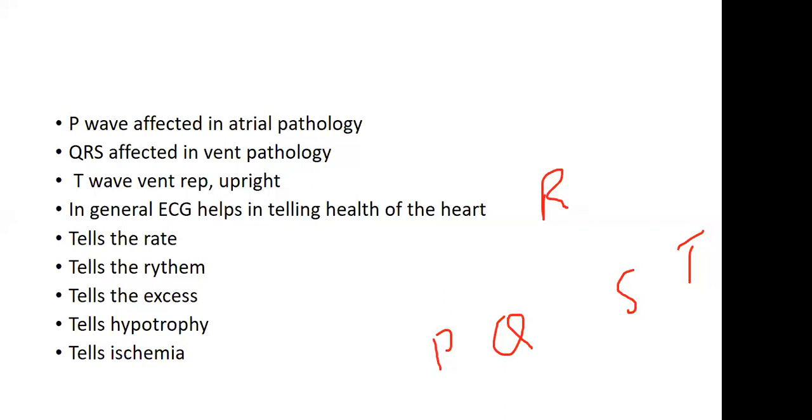For example, atrial hypertrophy, when the blood from the atria cannot be passed properly and easily from the atria to the ventricles, there is some constriction in the valves, then the P wave will be disfigured.